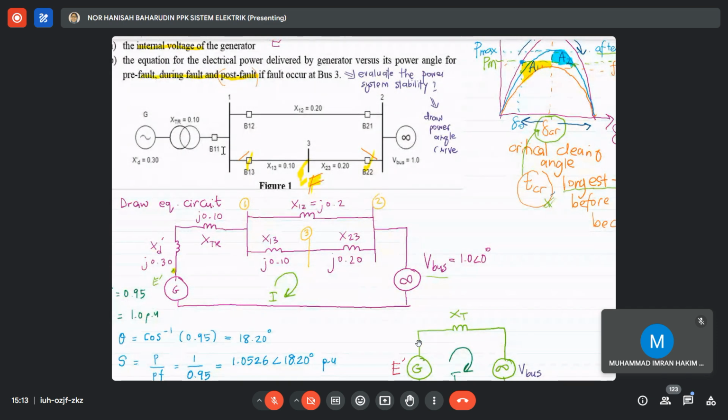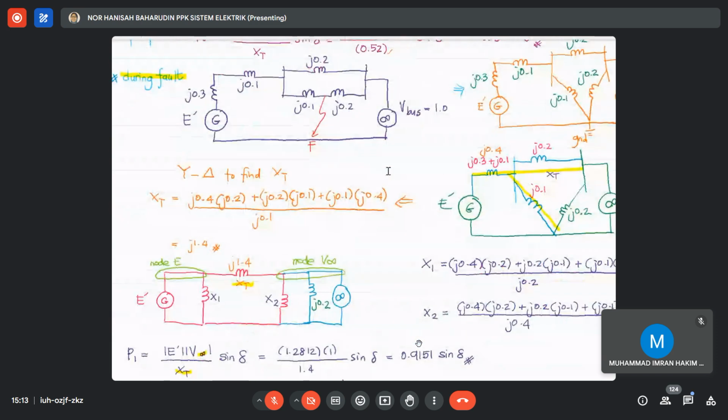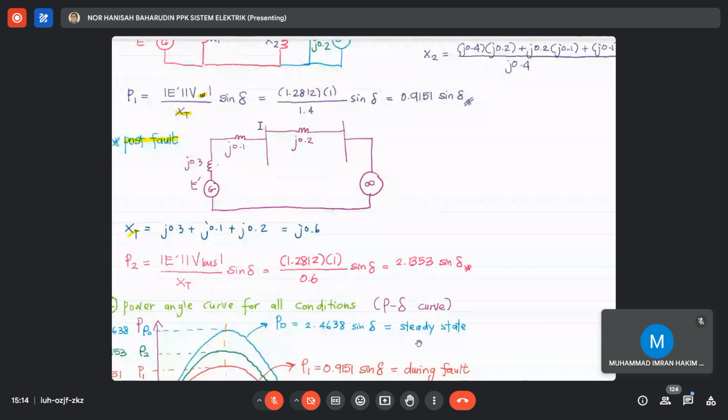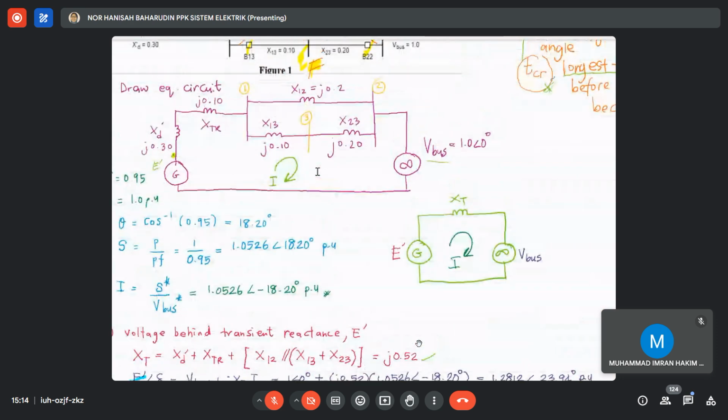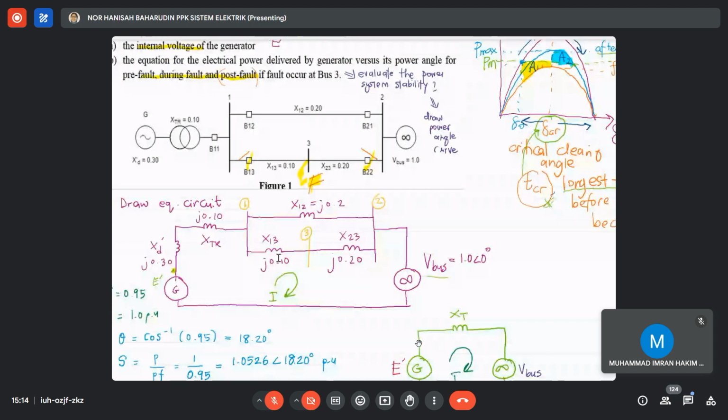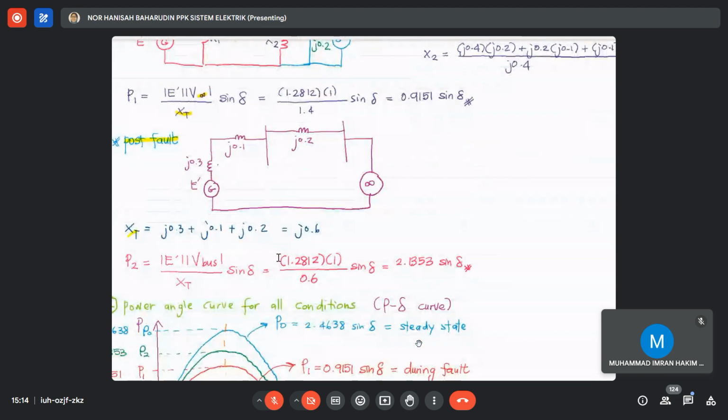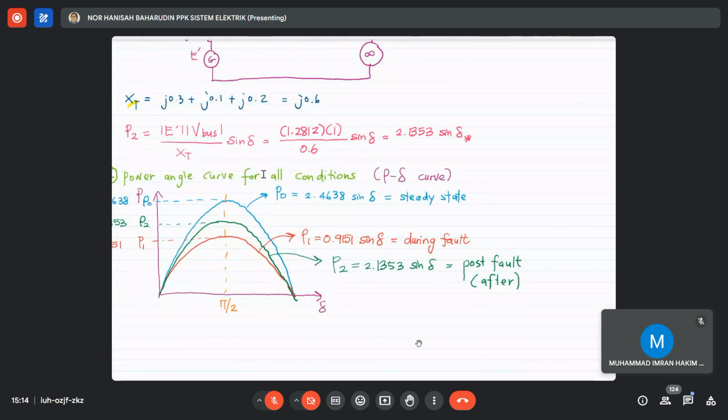Okay, I hope that you now can understand what is B11. So what if, for this case, I would like to ask you, what if I open B13 and B22 during fault? You know that during the fault, I will open the circuit and it becomes like this. Okay, this is during post fault. The circuit breaker will open during the fault. So that's why we can draw the power angle curve, and then we can calculate what is the power angle equation for each condition.